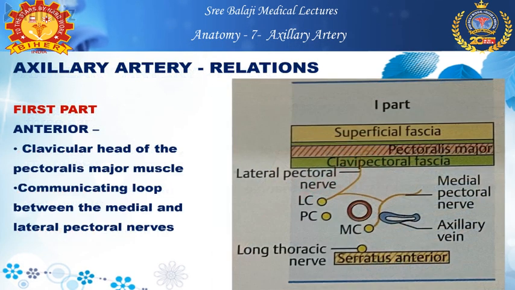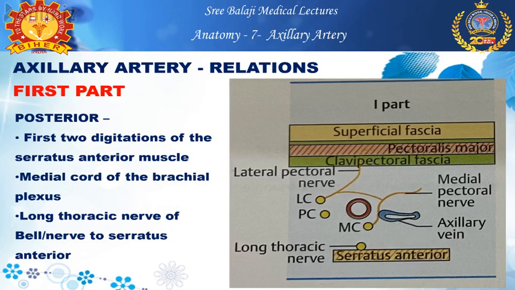Now coming to the relations of the artery. As shown in the schematic diagram, the relations are divided according to the parts. The first part of the axillary artery, the anterior relation, consists of skin, superficial fascia, clavicular head of the pectoralis major muscle, and the communicating loop between the medial and the lateral pectoral nerve.